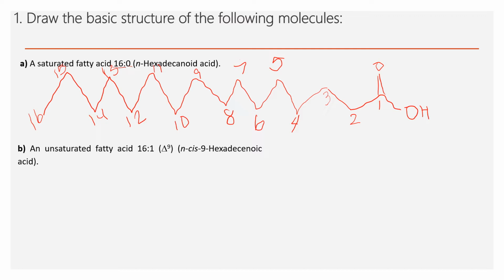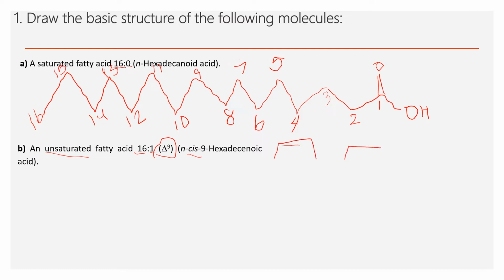For B we have an unsaturated fatty acid. The fact that they're saying unsaturated means that we're going to have double bonds. So 16 carbons, 1 double bond. Where is that double bond going to be? It's going to be on carbon number 9. That's what the triangle tells us. And then is it going to be cis or trans? It tells us right here, cis. So this is what cis looks like, and then this is what trans looks like.